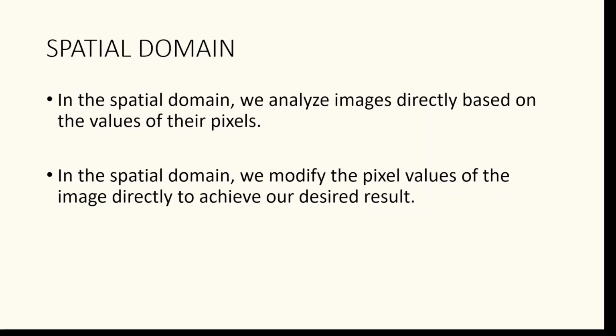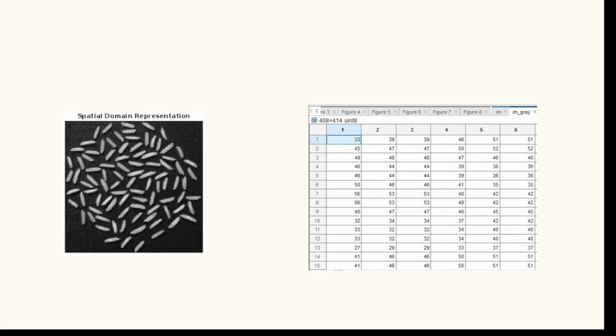In spatial domain, we also modify the pixel values of the image directly to achieve whatever result we are intending to achieve. So here is a diagrammatic representation of a spatial domain representation of an image. It's an image of a rice grain which is represented in spatial domain, and the values of the pixels of the image are shown at the right side of the screen, wherein you can see that 33, 39, 39 are the pixel representation for the grayscale image.